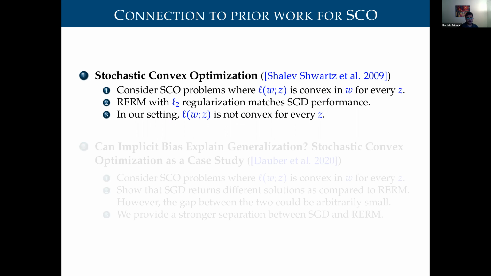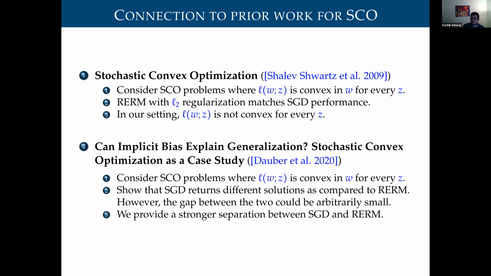Okay, we use the non-convexity in an important way. And more recently, a work that looks at implicit regularization in stochastic optimization as a case study considers the setting where again small l is convex, but they show that qualitatively the regularized ERM solution for any regularizer is very different from the SGD solution. But nonetheless, they don't provide a hard separation, in the sense that there is always a regularized ERM solution that will match the performance of SGD.